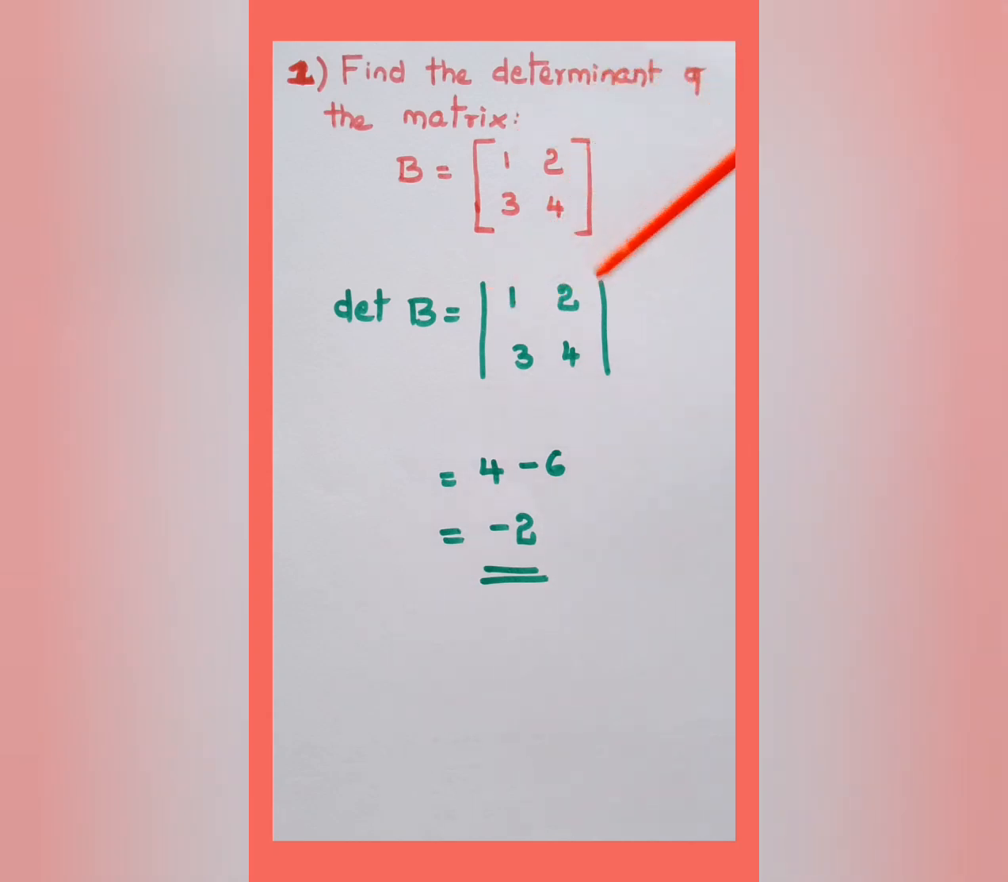1, 2, 3, 4, the elements, write as it is. Then you can multiply these 4 elements. What you have to do? First move down with the arrow mark. 1 into 4 is 4. With the sign we have to multiply.